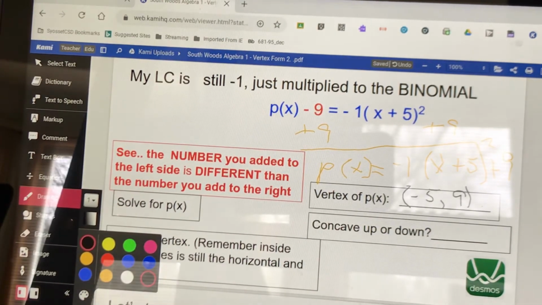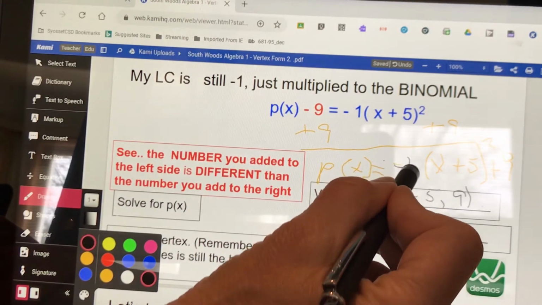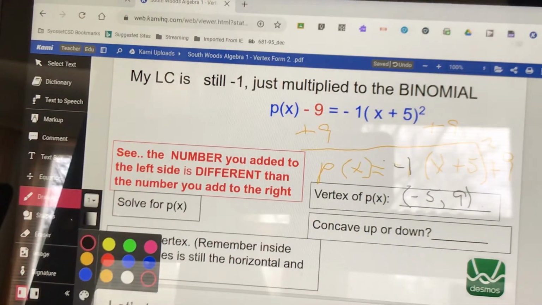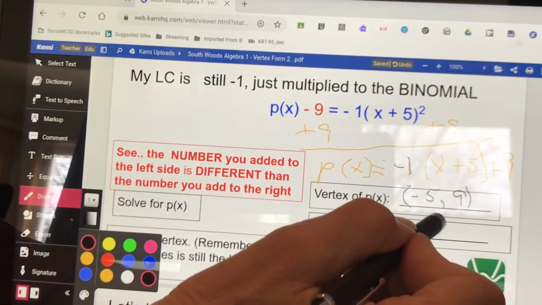We can check that on Desmos, but one more thing. Could this be concave up or concave down? Well, the lead coefficient is still negative 1, just like it was in the original standard form trinomial. So because it's a negative, it's going to be concave down.